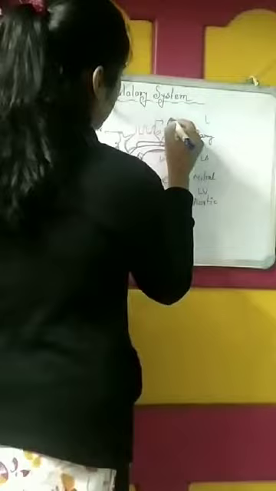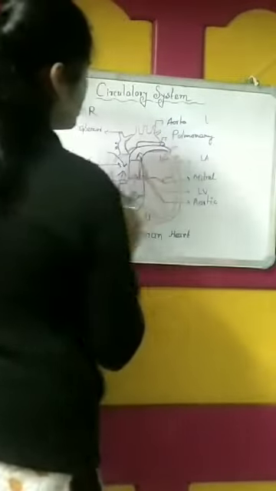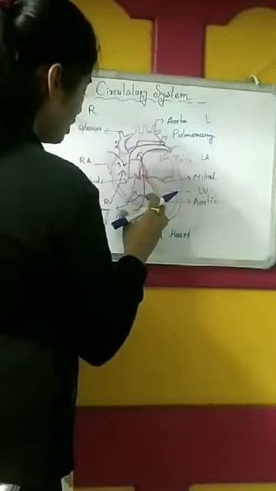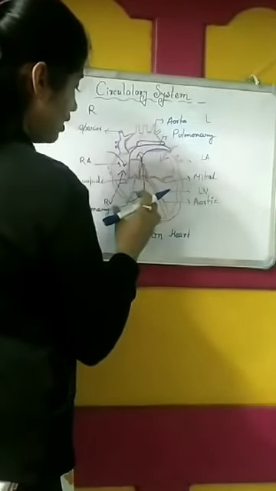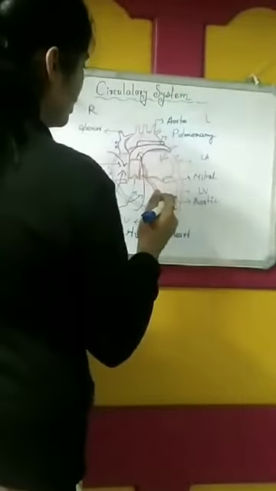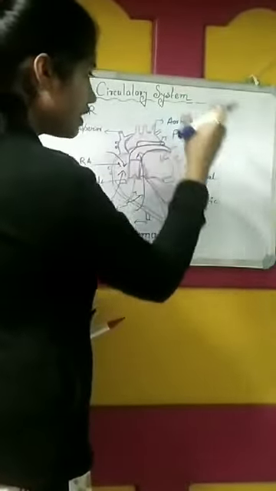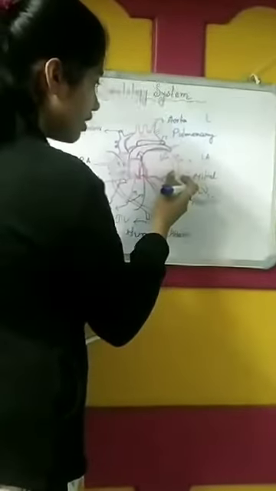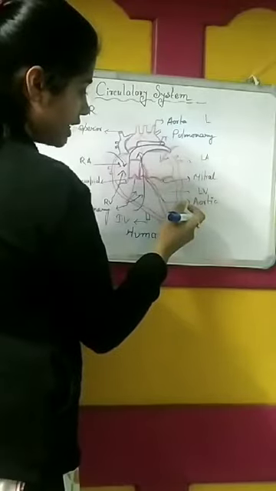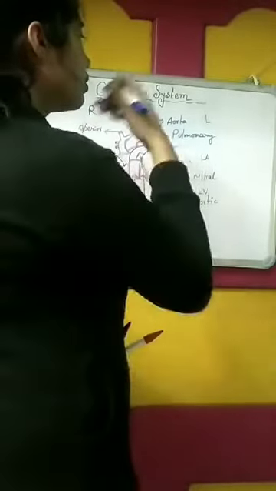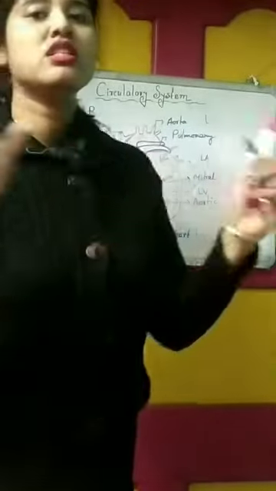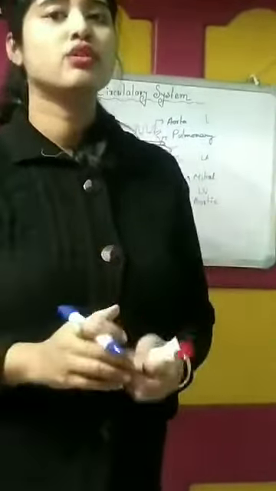This is the aorta. Okay, so firstly deoxygenated blood comes into the right atrium, then it goes to the right ventricle. After that, it is carried to the pulmonary artery. Then after it is oxygenated, it comes to the left atrium. With the help of the mitral valve, it is carried to the left ventricle, and after that it is carried to the aorta with the help of the aortic valve and onto the body. So this is how the blood flows throughout the heart.